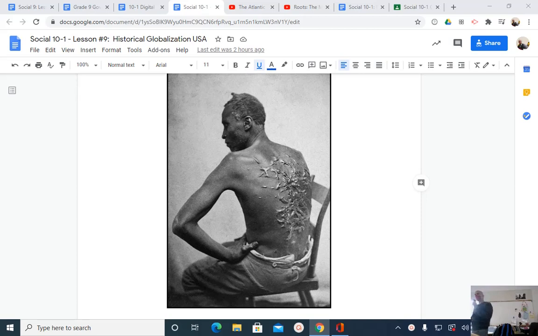So looking down at your notes, what kinds of notes do you have? How could we describe the transatlantic slave trade? What's one thing you have down? Transatlantic slave trade, yes? Took place between the 1400s and 1800s. So it took place between the 15th and 19th century. That's one way to describe it.